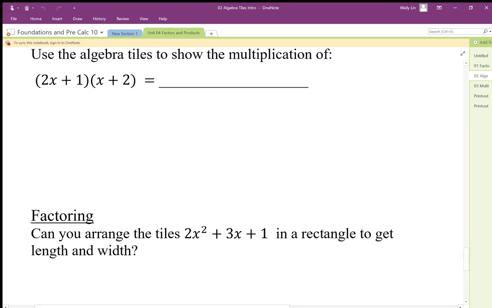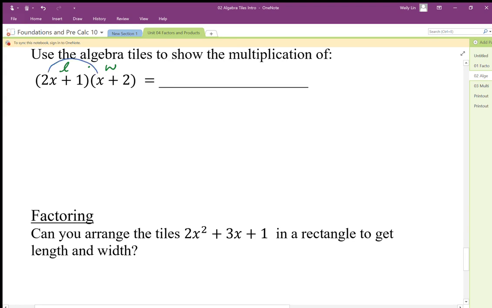Algebra tile multiplication of this binomial expression with another binomial expression: we need to make sure in our minds we understand that one represents length and the other represents width. So we have length times width. And when we just multiply this out, we have to distribute. When we distribute, we have to make sure that every term in this bracket multiplies every term in this bracket, because everything in here interacts with everything in here.